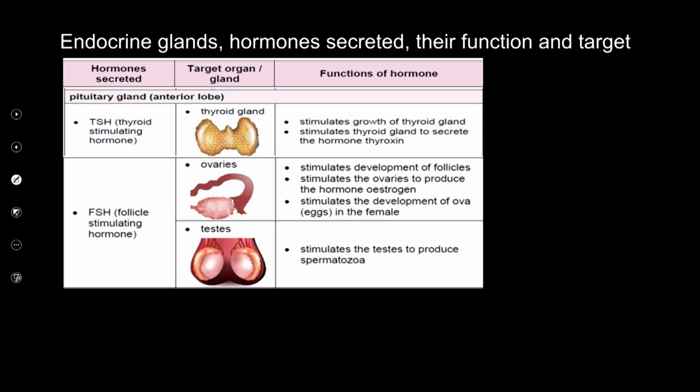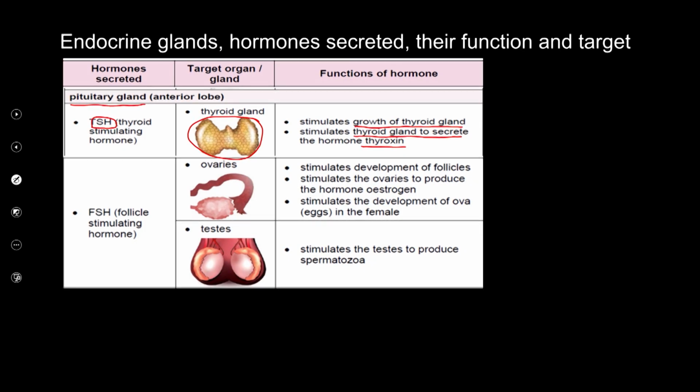Then we continue with our glands. We've got now the pituitary gland, still in the brain there, that secretes the thyroid stimulating hormone. What is the target here? The target will be the thyroid gland. And what will be the function of this TSH? It stimulates growth of the thyroid gland and again stimulates the thyroid gland to secrete thyroxine. Remember when we started, we said the thyroid gland secretes thyroxine.